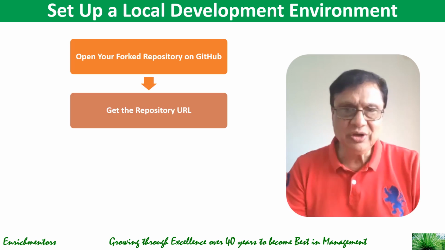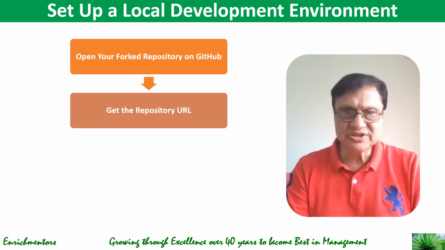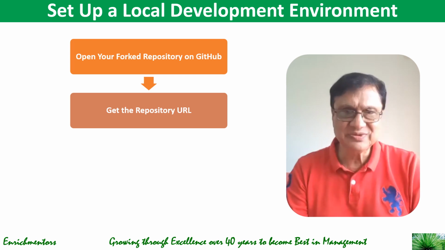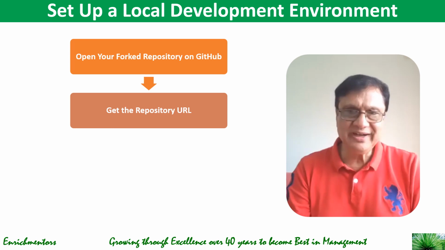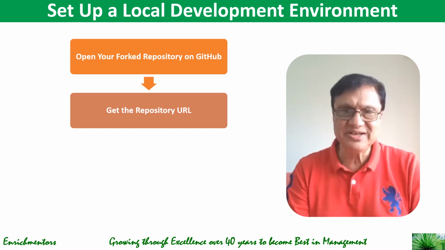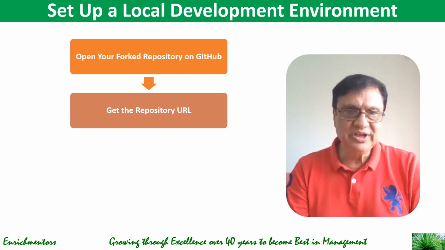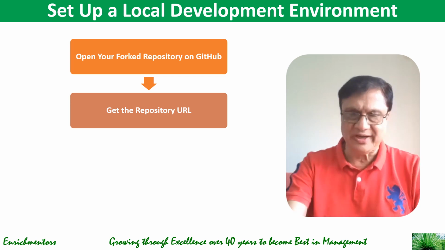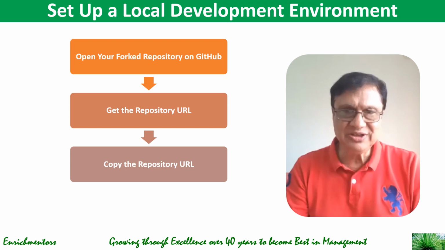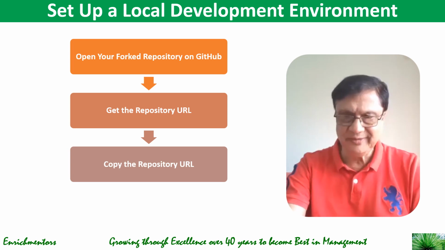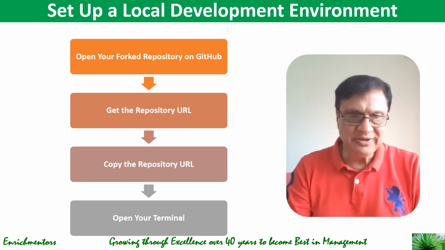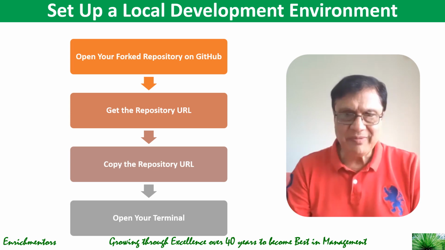Then you need to click on the Code button, which is located above the file list. This will reveal the URL you can use to clone the repository. Make sure that it is set to HTTPS. So like this you get the repository URL. Then you click the clipboard icon next to the URL to copy it to your clipboard. So you copy the repository URL. Then you open the terminal or a command prompt on your local machine.